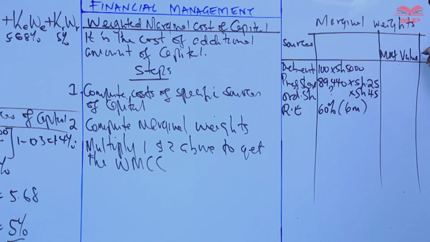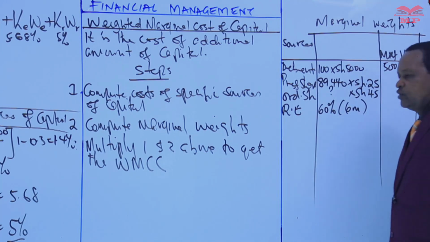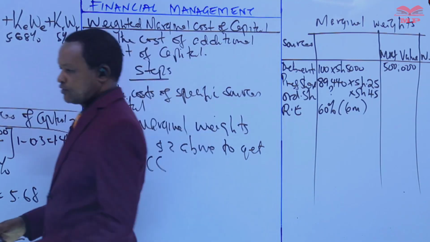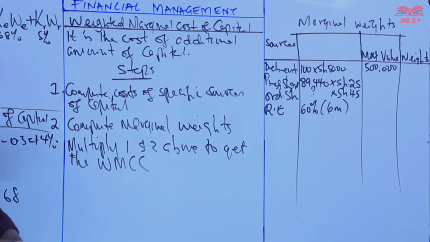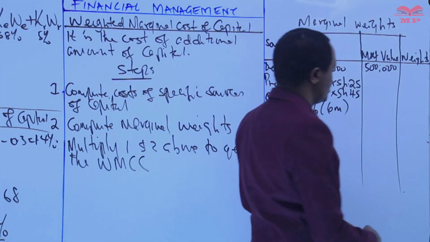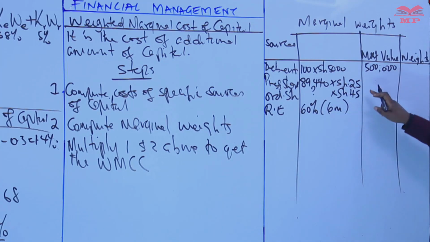Then we'll have the weights. So this is 500,000. Preference shares, what is the value for preference shares? Is it 2236?